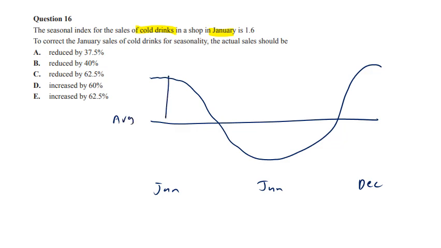So we want to bring those values down because we expect to sell a lot in January, whereas in winter we'd expect to bring them up. And again, by the time we get to December, we're back down again. So we're going to be thinking it's going to be decreasing, right? So you've got to reduce your sales figures to bring them down to the average. That rules out D and E.